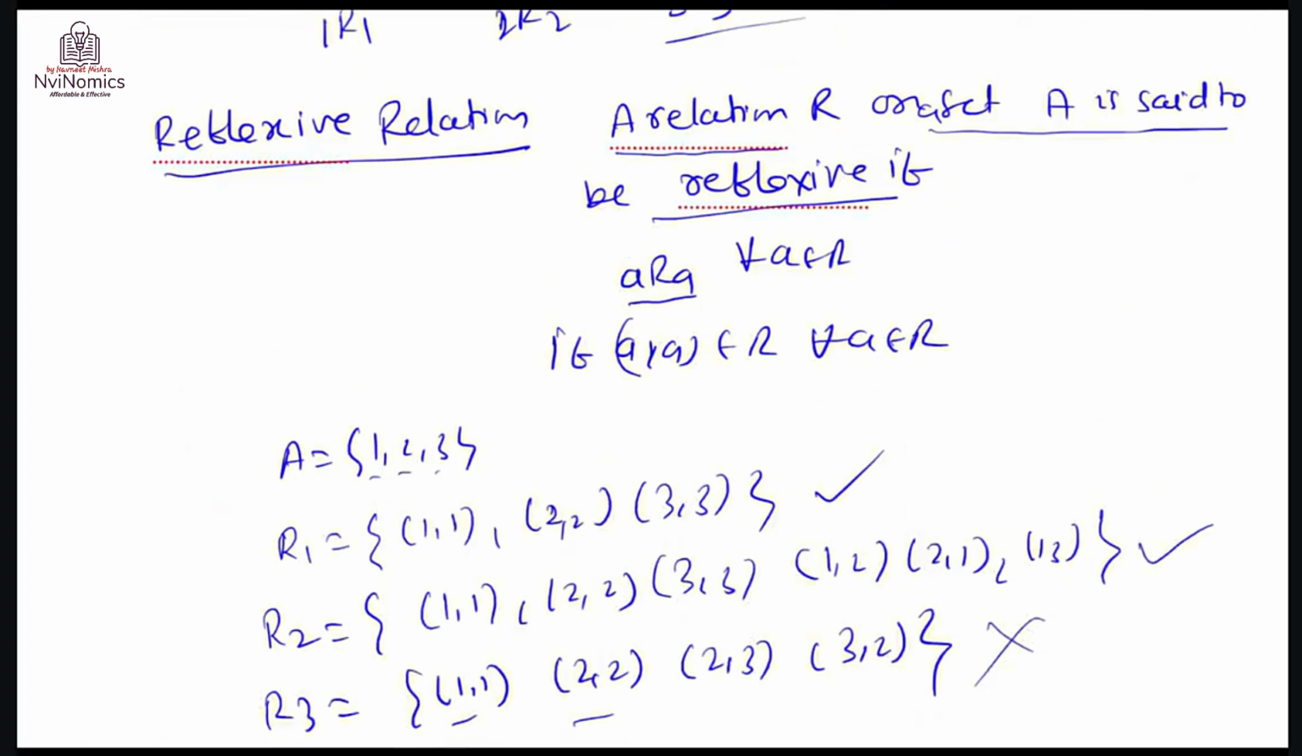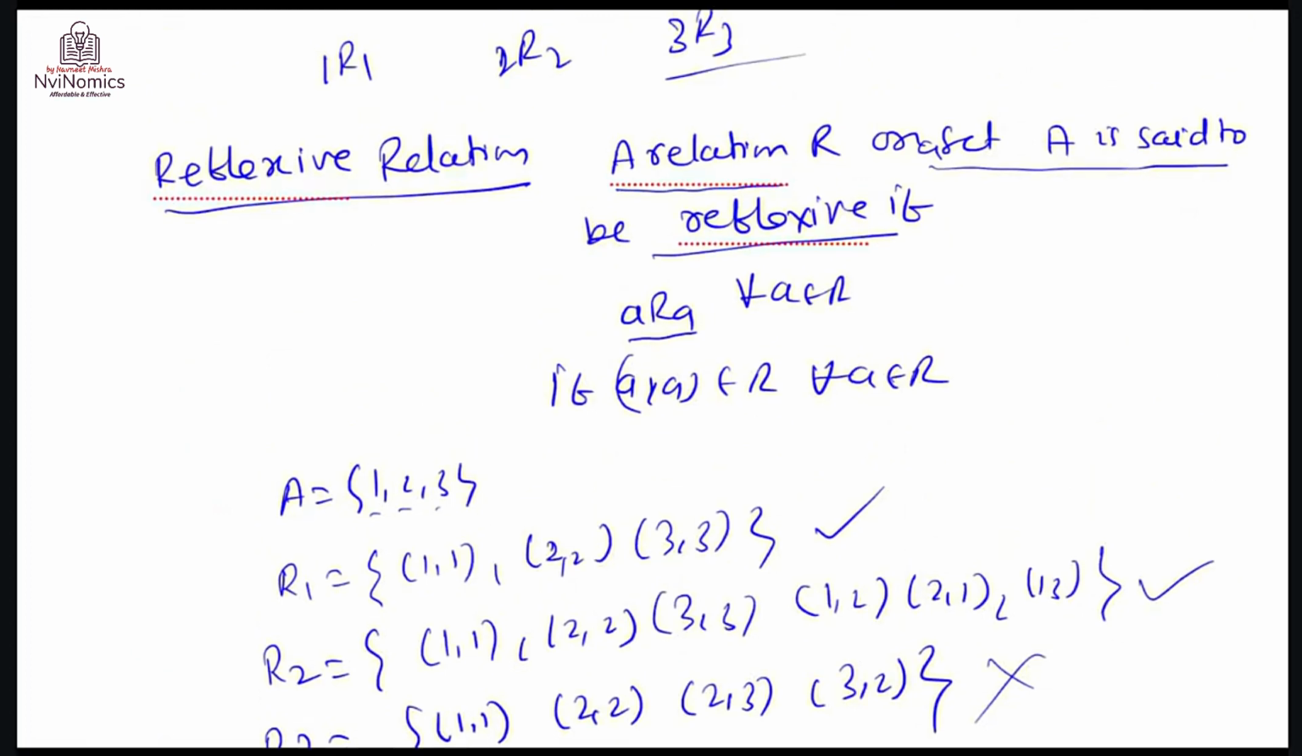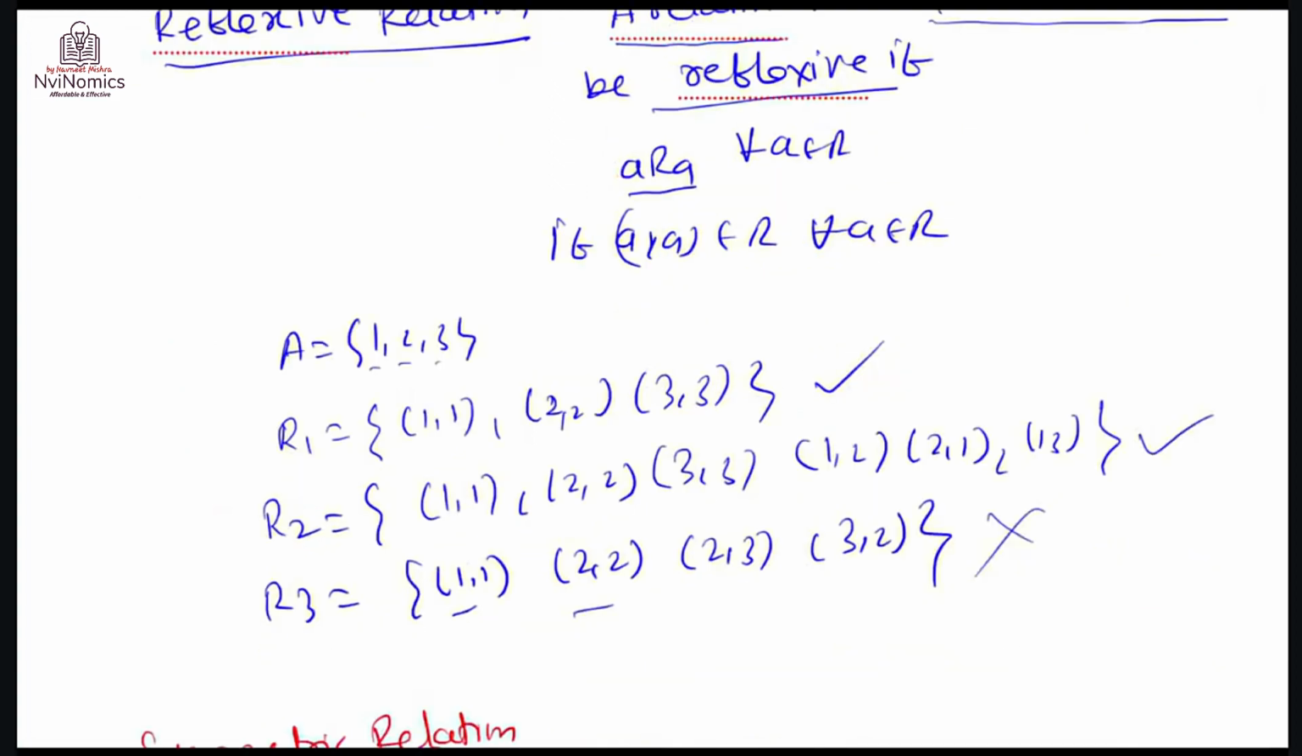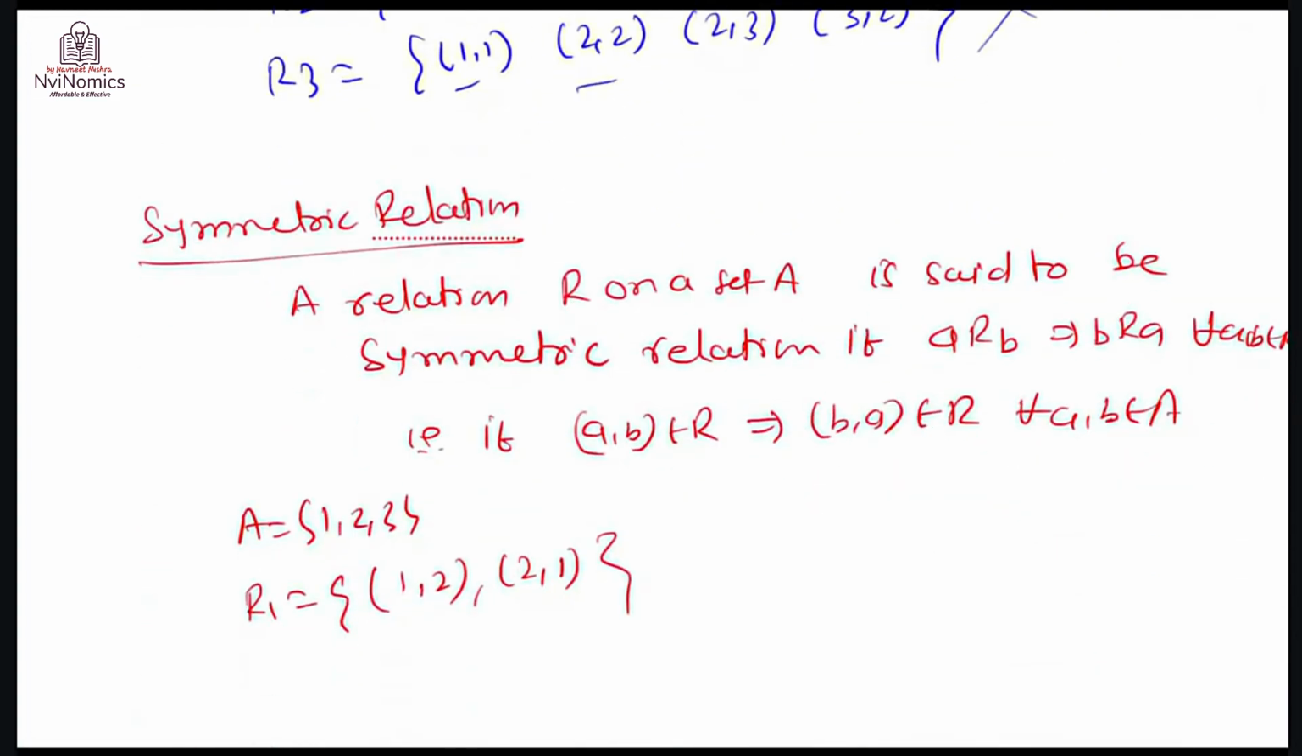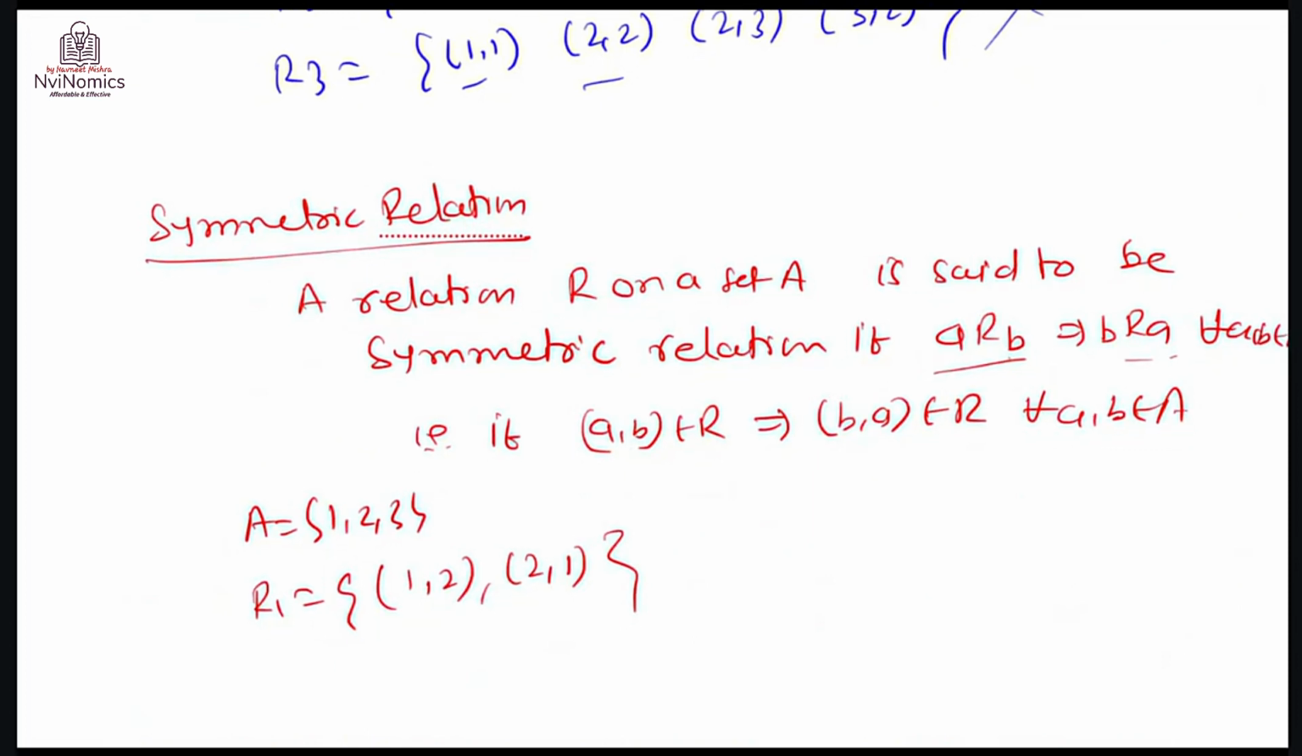A relation on a set A is said to be reflexive if A is related to A for all A belongs to it. But here, a relation R on a set A is said to be symmetric if A is related to B implies B should be related to A, for all A, B belongs to R. If A is not related to B, then we don't talk about B being related to A.